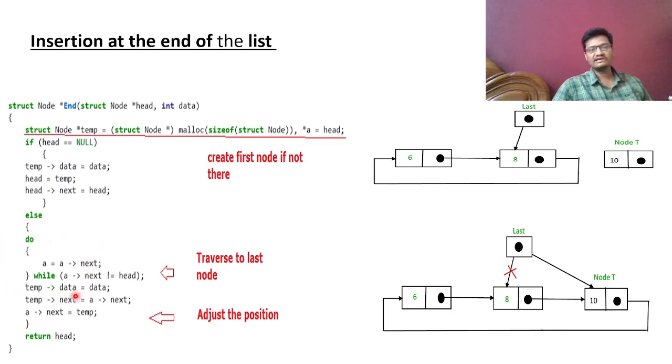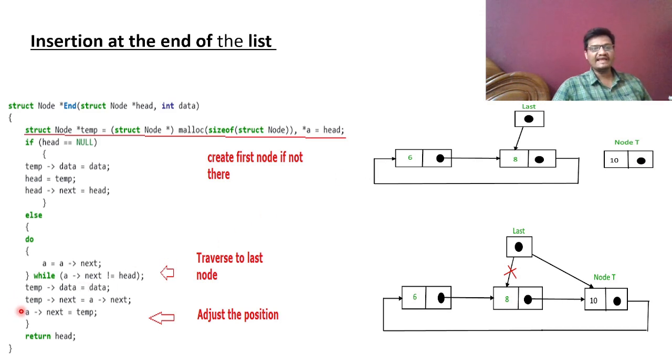And here we are setting temp data equal to data. We have just created this temp and allocated some space, so now we are assigning the data. If you see here, data is 10, that means 10 will reside in the temp data part. After that we are moving the reference part, right? Temp next equal to a next. So temp next is this one, and a next is this one. Previously a next was referring to the starting address. Now this will refer to the starting address, right?